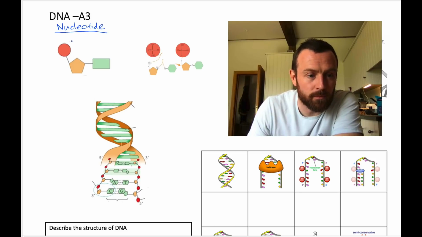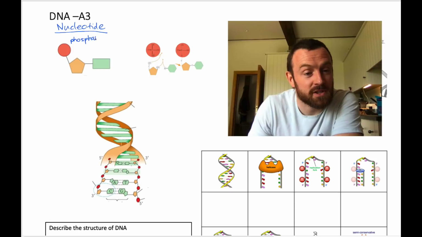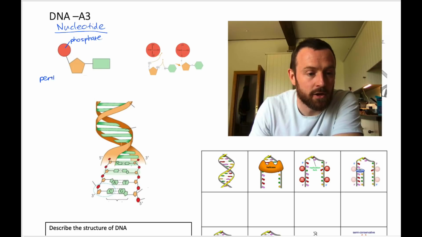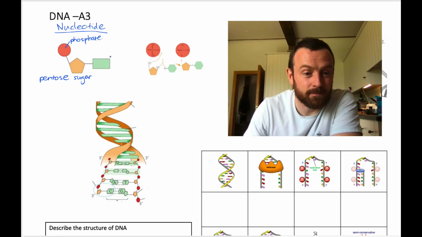We've got a phosphate group, which is this circular bit here. We've got a sugar, and let's actually call it what it properly is, a pentose sugar. And then we've got the base.